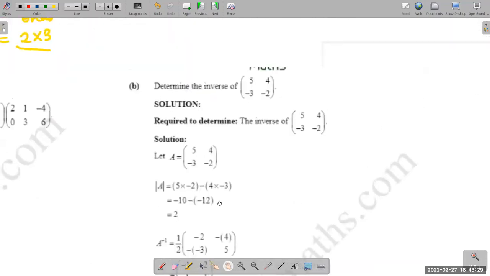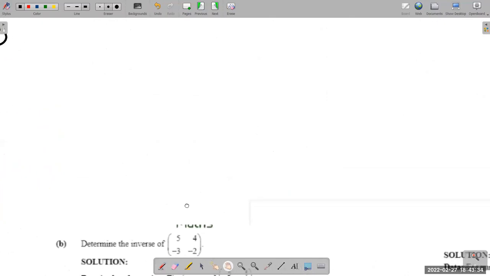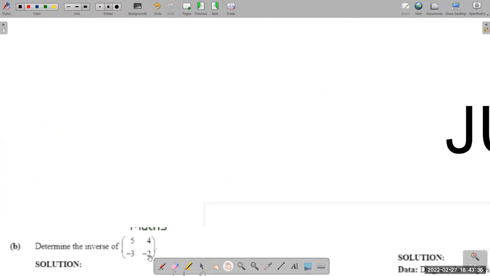Okay, next one. Love this question. I'm gonna give y'all a minute to do this one too. Determine the inverse of this matrix here. Let's go, get your books out. I'm giving you a 1 minute head start before I begin.